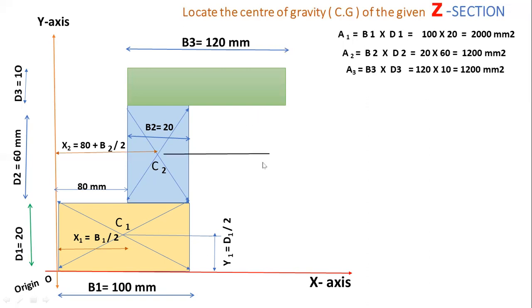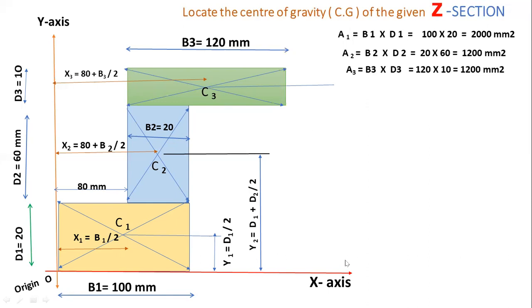In a similar way, y2 is the distance of centroid C2 from the x-axis. Here y2 equals d1 plus d2 by 2. Now I am considering the diagonals for locating the centroid C3. C3 is the centroid of the top rectangle. Here x3 is the distance of centroid C3 from the y-axis. Here this gap is 80 mm, so gap 80 mm plus half of the base. Here base 3 is 120 mm, so 120 by 2 equals 60 mm. 60 mm plus 80 equals 140 mm, which is the value of x3.